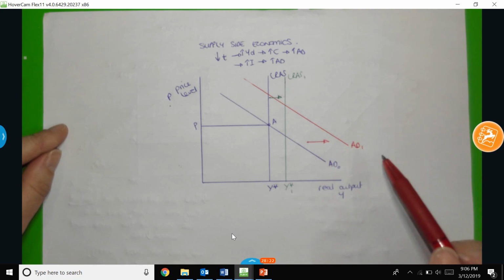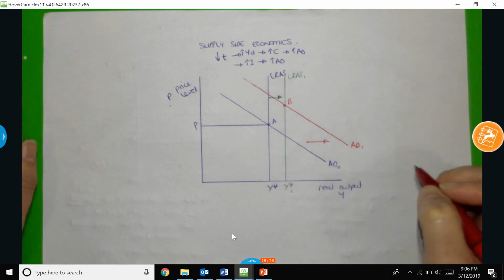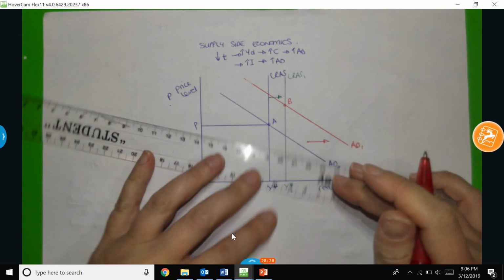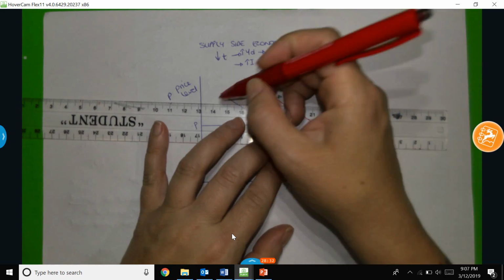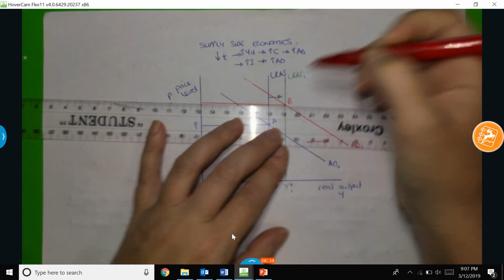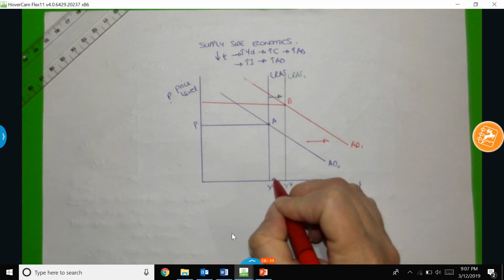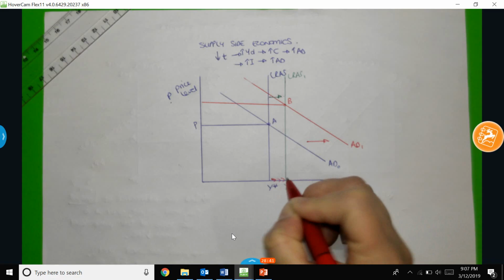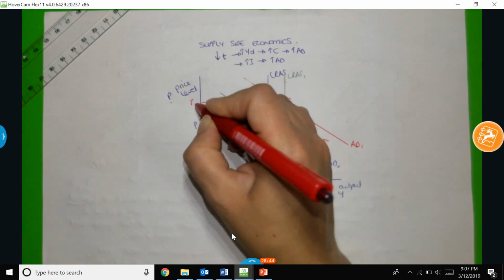What we then see is that a tax cut in the economy may not have the desired effect, because even though a tax cut could potentially increase the level of potential output, it's also going to raise the price level in the economy.